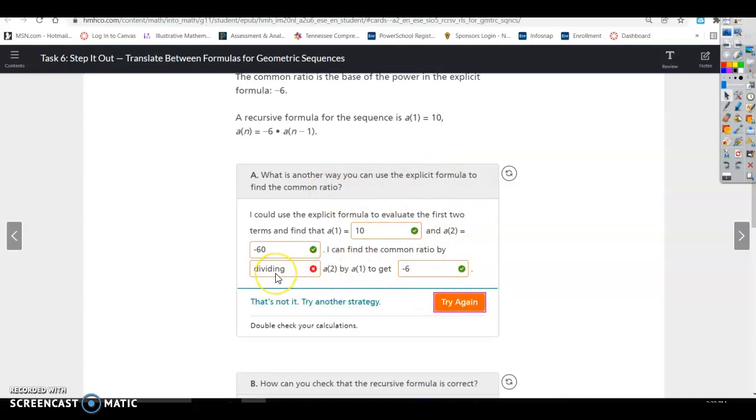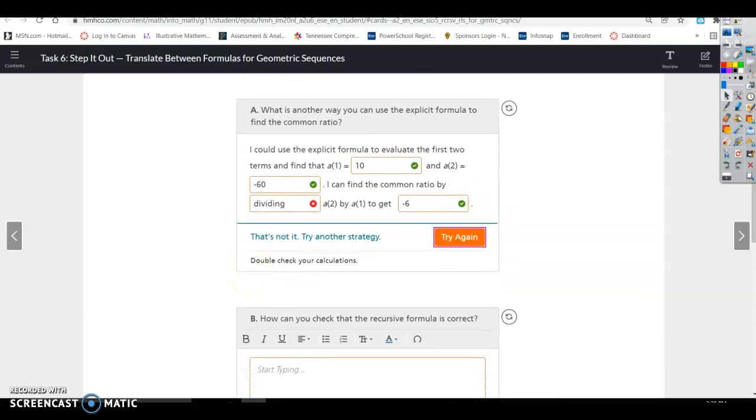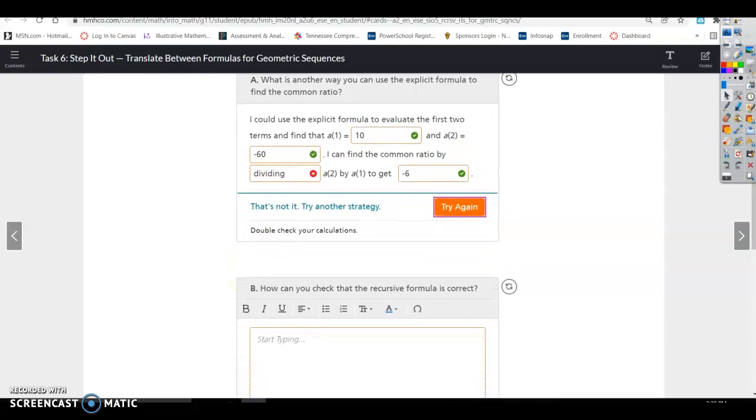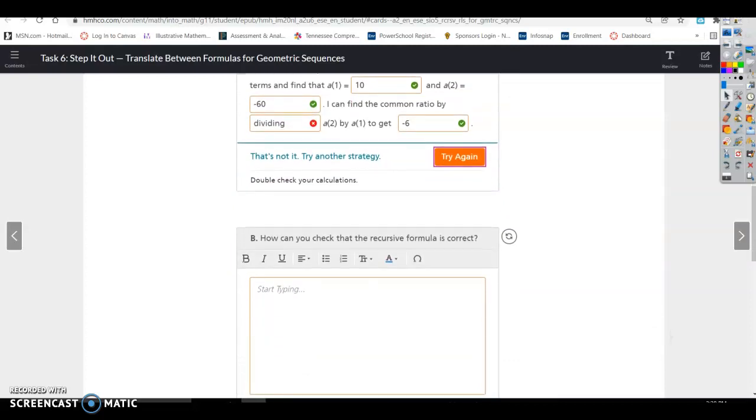All right, it says this one's wrong. I can find the common ratio by, I don't know if they want divide or negative 60 divided by 10, but that should be some form of dividing, should be the correct answer there. You always divide the first term by the second term.